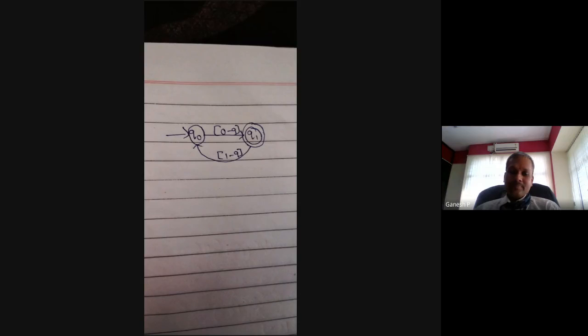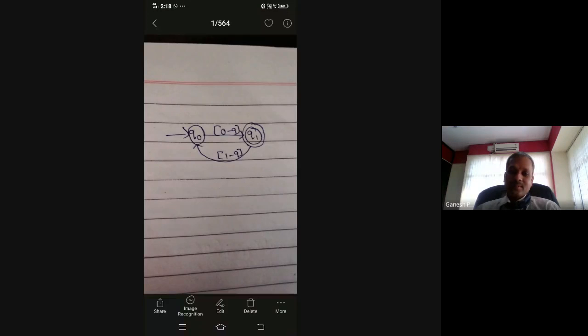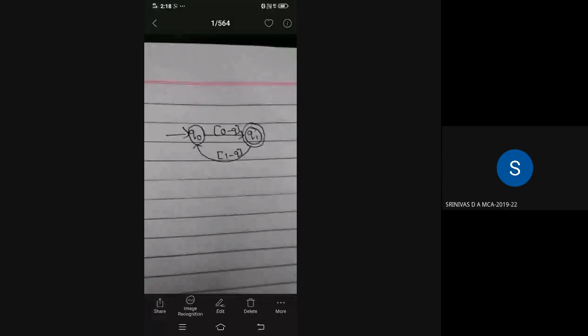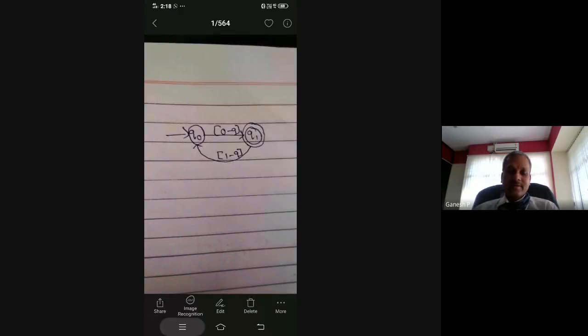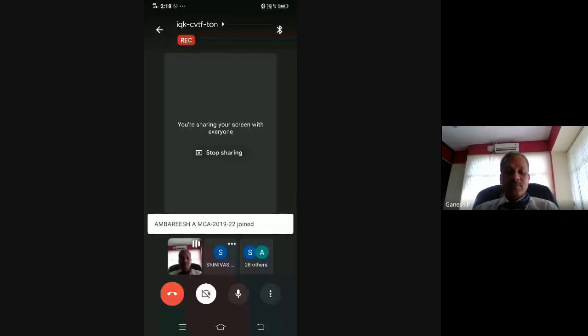Yes, sir. What to do? So it can start with 0, no, sir? Yes, Srinivas, go ahead. It can start with 0, but only 0, not followed by anything other than 0. Okay, sir. But your diagram says leading 0 is accepted here. So we don't want leading zeros. Yes.